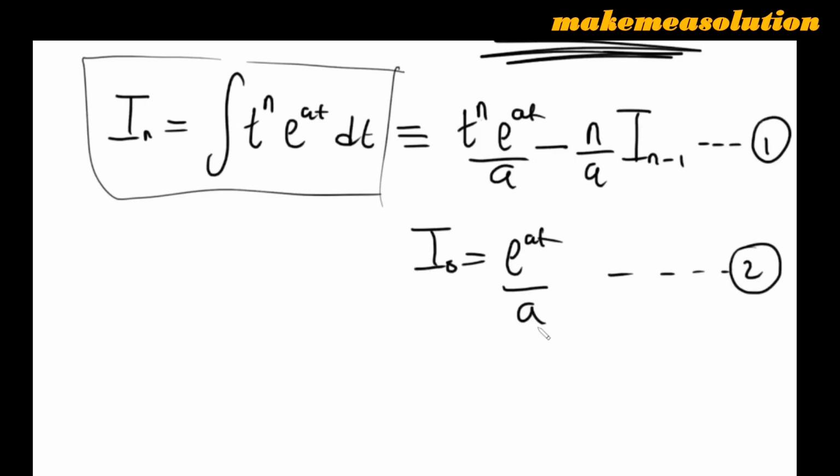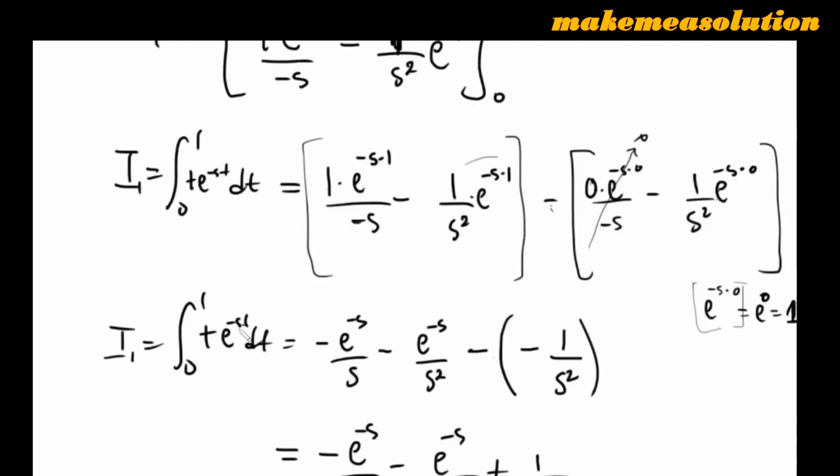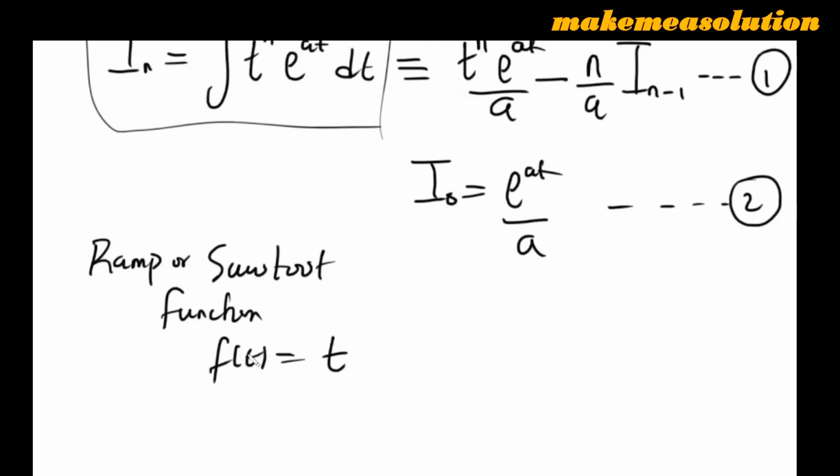If you know this, it will help you to simplify problems of this order, especially for the ramp or sawtooth function, where our f of t is equal to t. So the sawtooth function was what we solved here, okay, in this case. So for sawtooth function or ramp function, this is like a bigger version of the sawtooth. The ramp function stretches to infinity, but the sawtooth is just a portion like this. Sometimes it may keep repeating and so on and so forth.